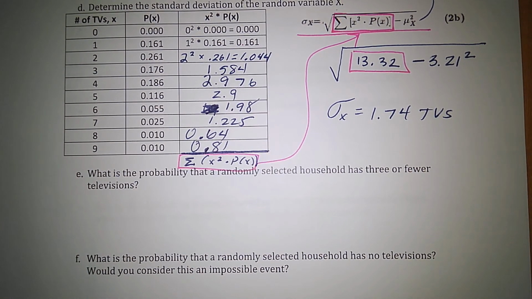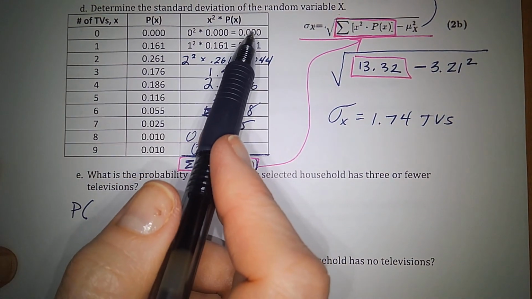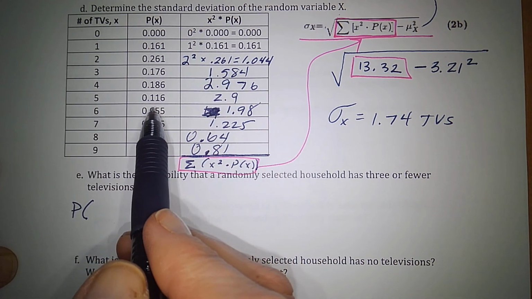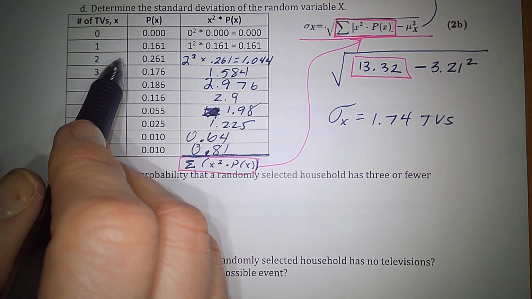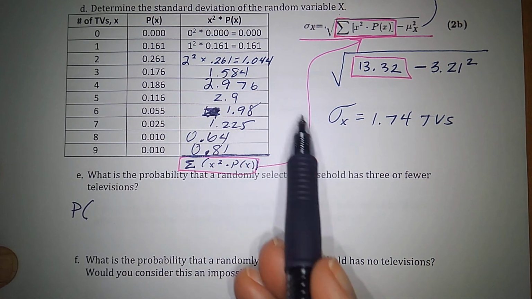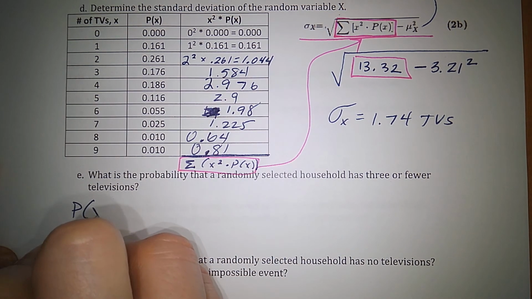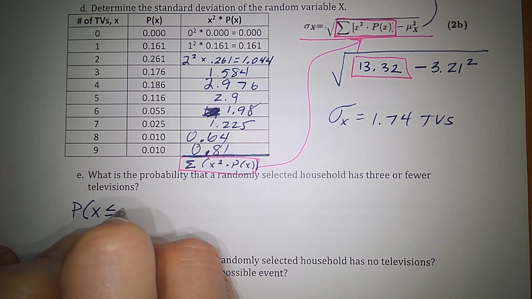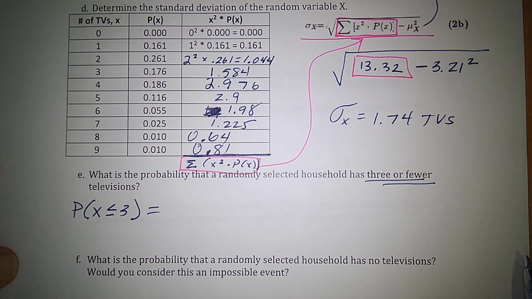So what is the probability that a randomly selected household has 3 or fewer TVs? So we want to find the probability if I randomly select one TV out of all these 1,000 TVs that are in this list, and I randomly go in here and select one, or one randomly selected household. What is the probability that 3 or fewer televisions will be picked? So I want to find the probability that x will be less than or equal to 3, because it says 3 or fewer, so 3 would be included.